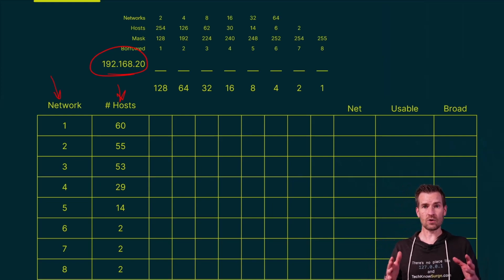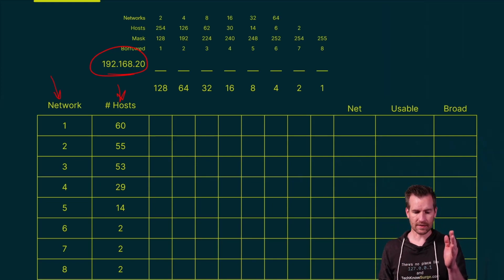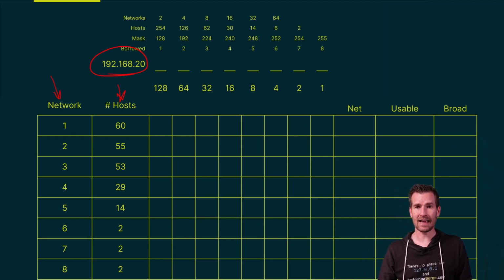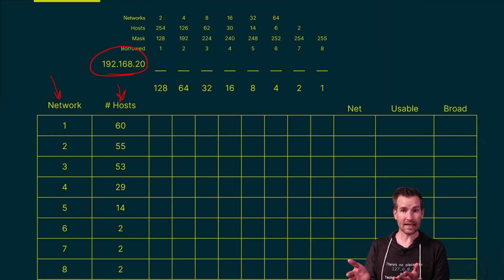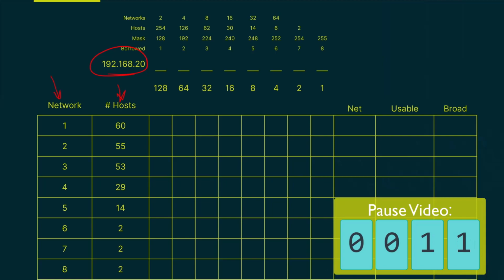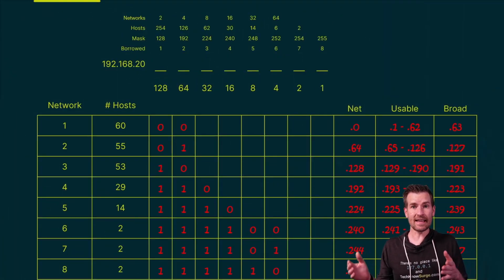So what you can do now is you can pause the video, go through the process of figuring out all the networks with this, figure out all of the network addresses, the usable hosts, and the broadcast address, write it all down, and then you can hit play again and we'll go over the answers. So go ahead and get that started. All right, here are the answers. Go ahead and check your answers and see how close you got.